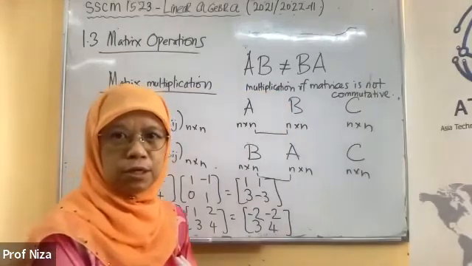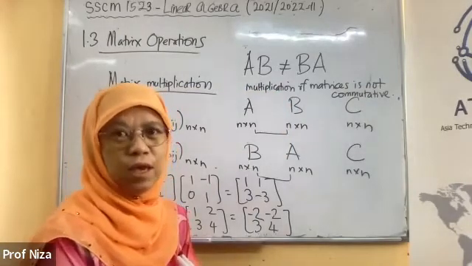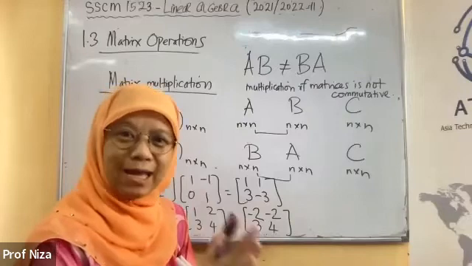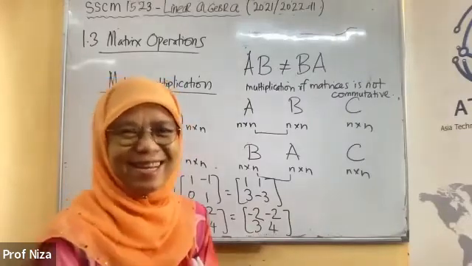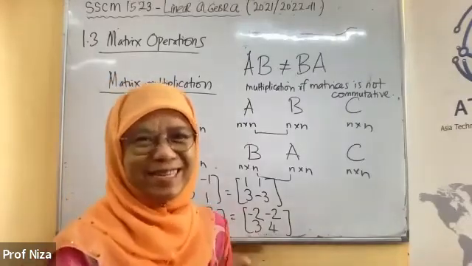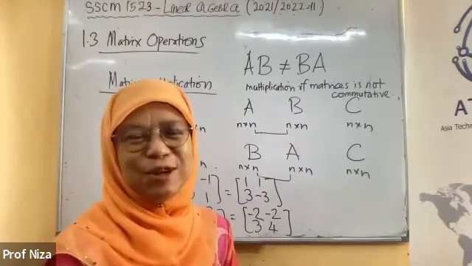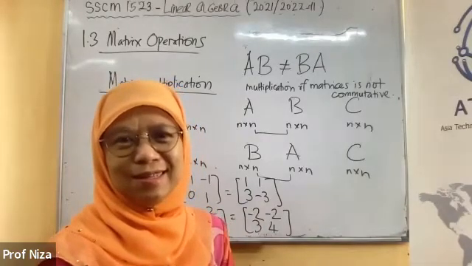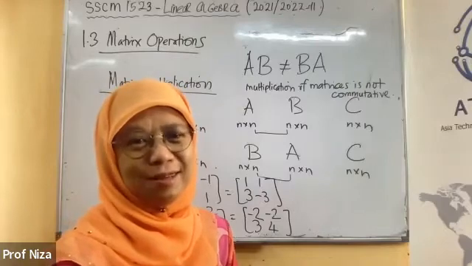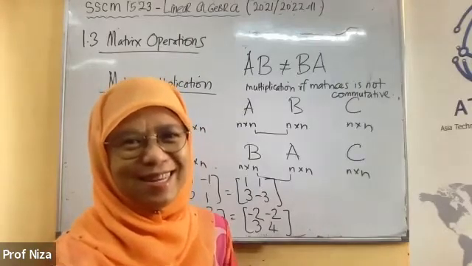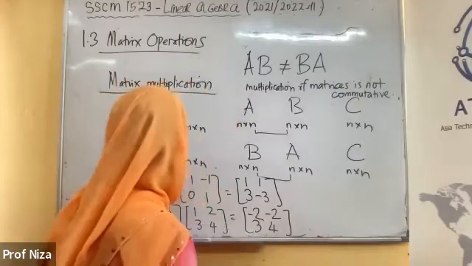Yeah, multiplication of matrices is not commutative. AB is not BA. But, there is a but. There are matrices that make the multiplication commutative. Which kind? What kind? Which matrices?